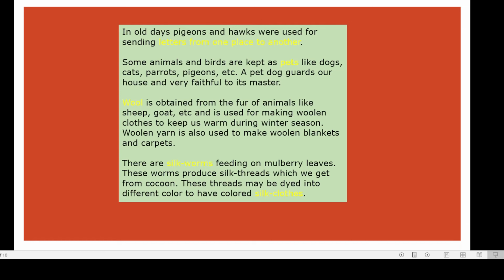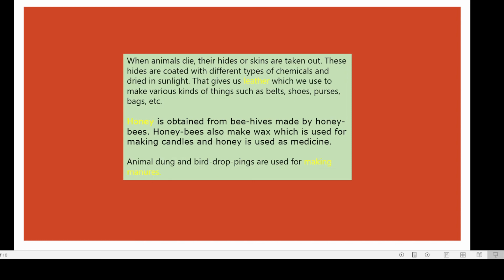And there are silkworms feeding on mulberry leaves. These worms produce silk threads, which we get from cocoons, and later they are dyed in different colors to form silk cloth.